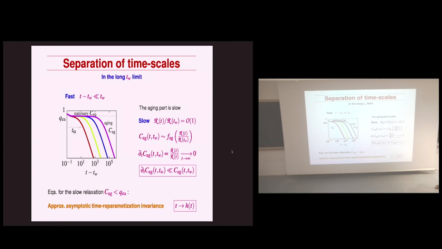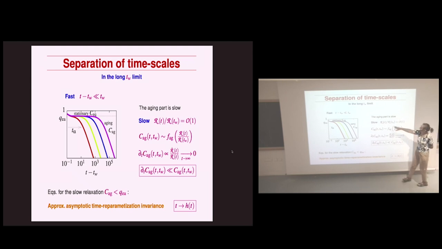I told you about this separation of time scales. And this is something that, again, the equations are telling us about. It's the solution of the equations that are pointing us in this direction. So I have the fast part, but let's forget about the fast because it's boring. The interesting part is the slow, which is below this plateau.